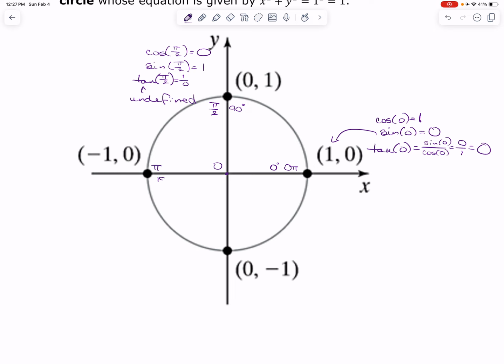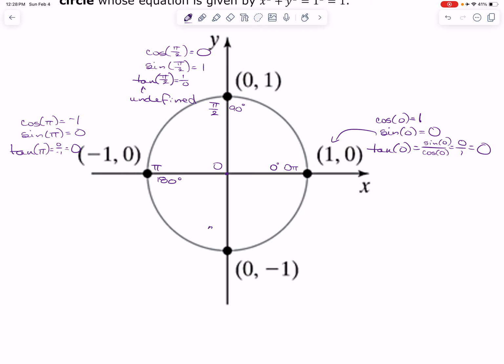At pi or 180 degrees, and again, I'm throwing the degrees in because we're a little more comfortable with those. Our cosine of pi is -1. Our sine at pi is 0. Our tangent at pi, 0 over -1, which is 0.